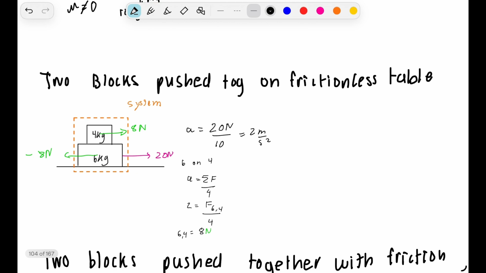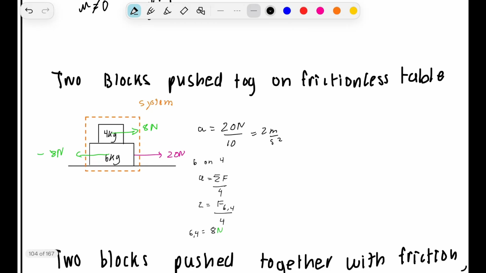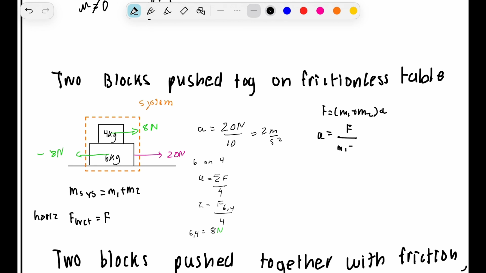Now, what about if you have two blocks pushed together on a frictionless table? Well, you are going to have acceleration of both blocks and also the contact force between the two blocks. What you're going to do is treat the two blocks as a system. So everything in the system is m1 plus m2. You're also going to have a net external force in the horizontal direction, and we're going to call this F. So we're going to use Newton's second law. F is equal to (m1 plus m2) times a. So acceleration is equal to the force divided by m1 plus m2.